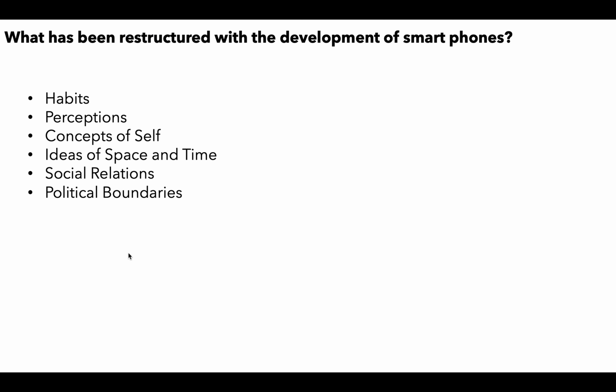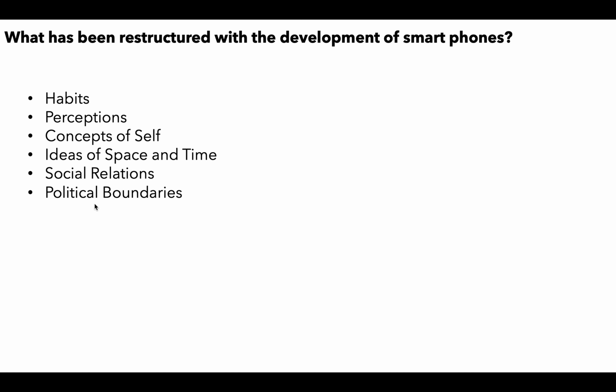So when we think about, and I'll provide the example of a smartphone, so nobody can use a smartphone as their object of interest or their technology of interest. But for each of these different technologies, you'll make a short video that goes through these different aspects. So how has the smartphone in this case restructured or changed our habits, our perceptions, our concepts of self, our ideas of space and time, our social relations, and our political boundaries.